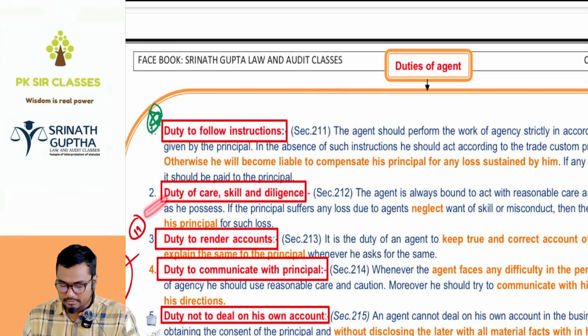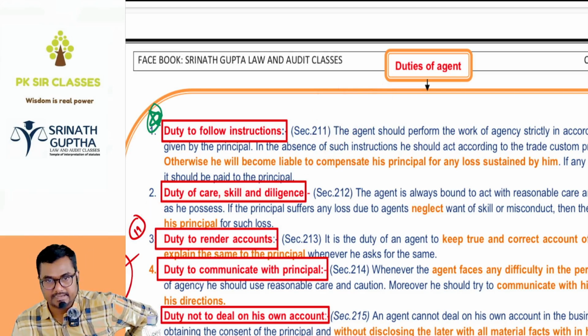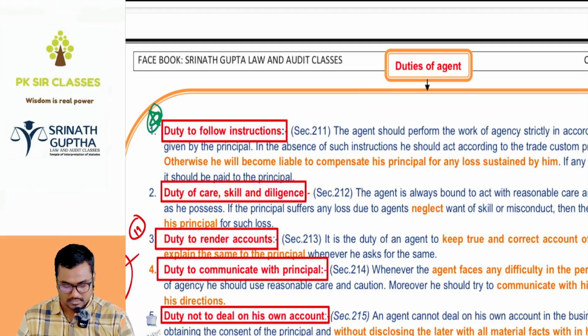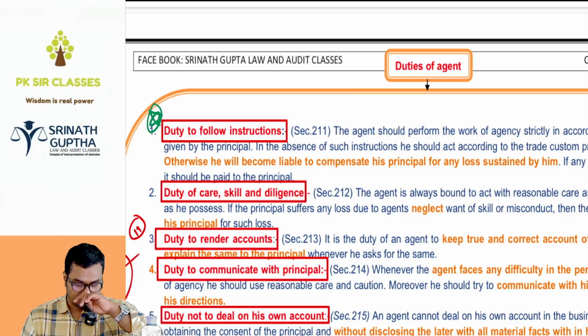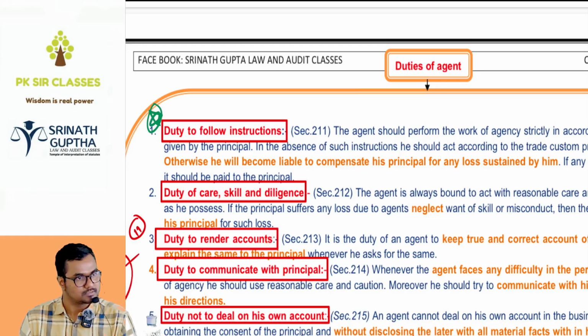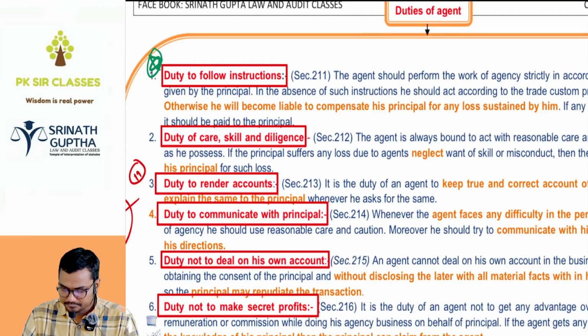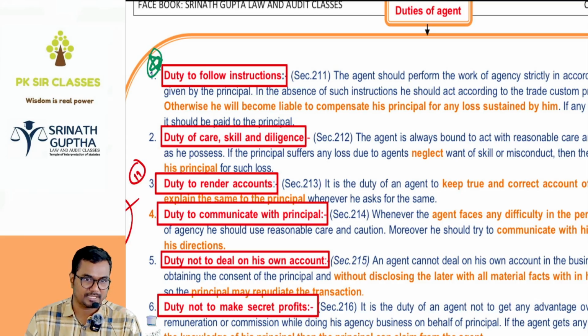Next, duty to take care, skill and diligence. The agent has to take care of the principal's goods as if they were your own goods, otherwise you have to compensate the principal. Duty to render true accounts. At which price we are purchasing, at which price we are selling, all these things you have to disclose to the principal. Duty to communicate with the principal. If you are unable to perform your duties, if you are getting any difficulty, you have to ask the principal for help in performing your duties.